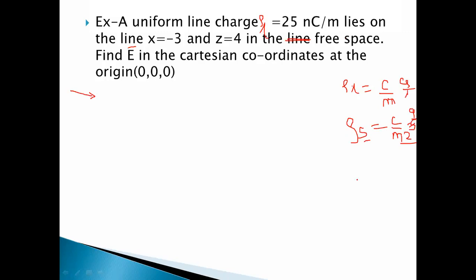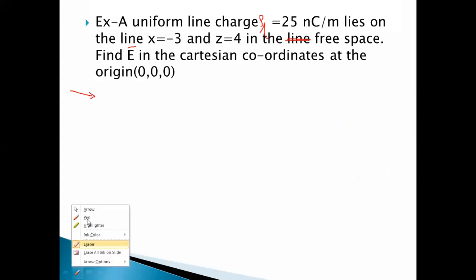And third is the volume charge density, rho V. It is measured in coulomb per meter cube, because it is nothing but charge Q divided by volume, and volume is measured in meter cube. That's why these units are there. So remember these units. Here they say only uniform charge, but the unit is nanocoulomb per meter, which means they are giving the line charge density, and it is already given.